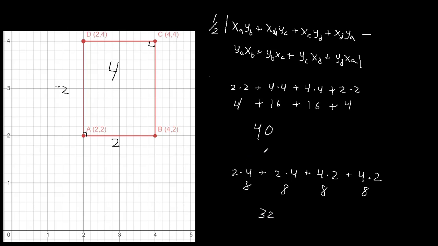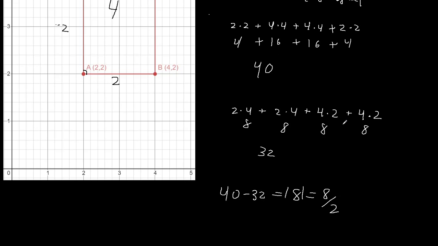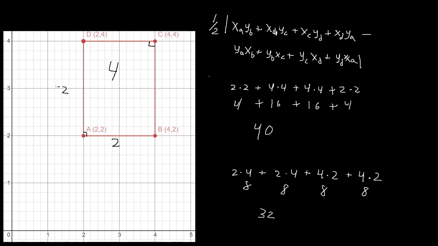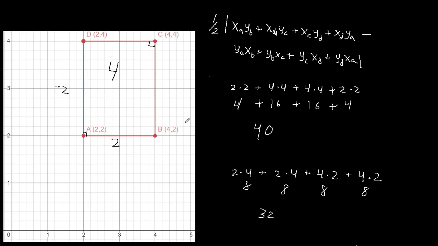All right, so now we subtract, right? Let me scroll down just a little bit so we have a little more room here. We're going to take 40 minus 32, which is 8. We take the absolute value, which in this case doesn't change it. The absolute value of 8 is still 8. Divide that by 2, because scrolling back up for a second, this whole thing is divided by 2. Divide 8 by 2, and that gives us 4, which again, if we scroll back up, is the area that we were looking for.